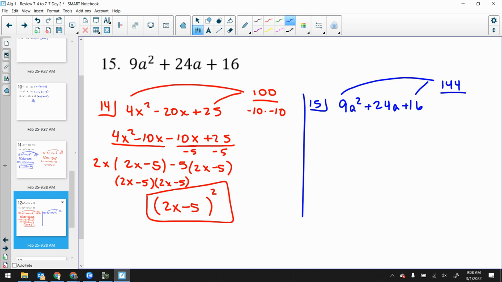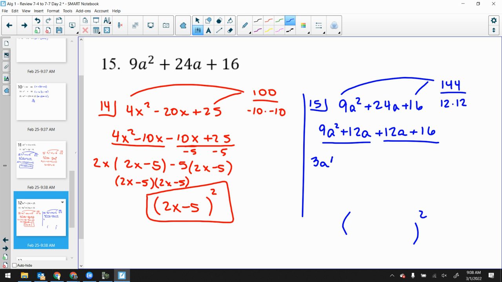Ella, what are the factors of 144 that add to get to 24? 12 and 12. Good. So now I know it's going to end up like that, because I know it's a double factor. It's a perfect square. So 9a squared plus 12a plus 12a plus 16. Ella, what's my GCF out of my first two? 3a. Leaving a 3a plus 4. And what's my GCF out of my second two? Leaving a 3a plus 4. So I've got a 3a plus 4 as my common binomial and a 3a plus 4 as my leftovers. So 3a plus 4 squared.